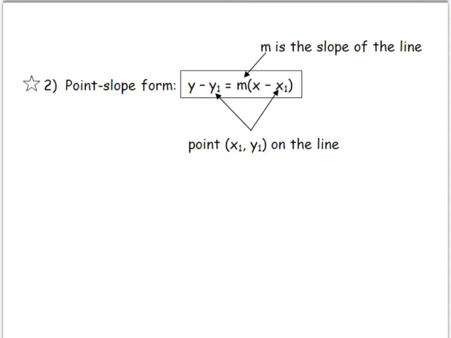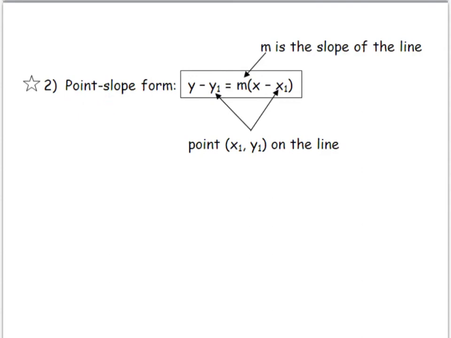The second form of writing an equation of a line would be point slope form. Now, this might be slightly new to you guys. I don't know if you've seen this before. However, point slope form is really pretty easy. All it means is a point that sits on the line and a slope of the line.